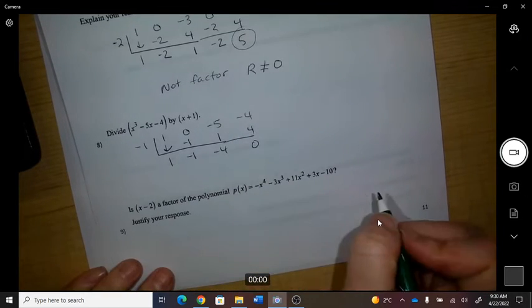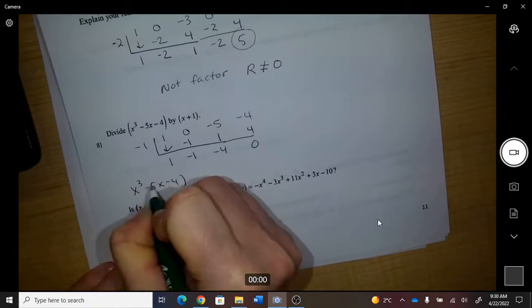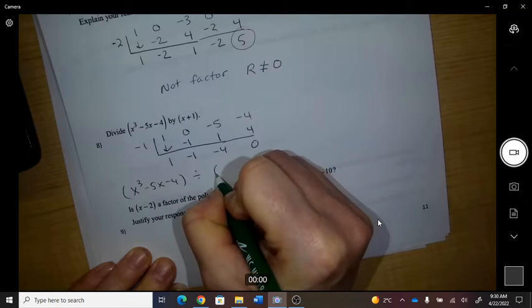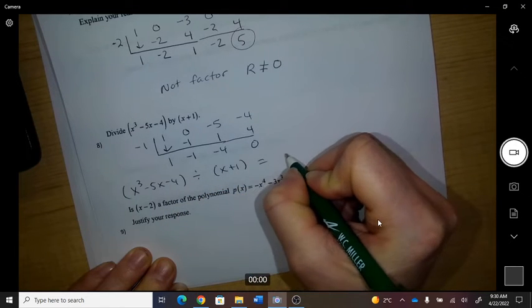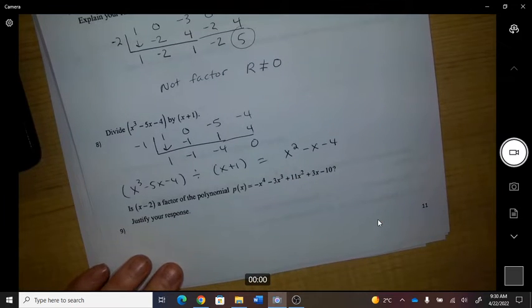So I'm not sure if they want a division statement here, but we can say that this polynomial divided by this polynomial equals x squared minus x minus 4.